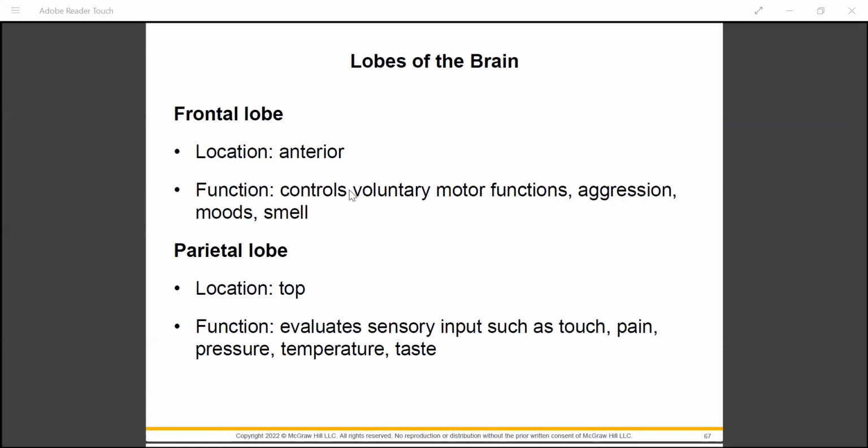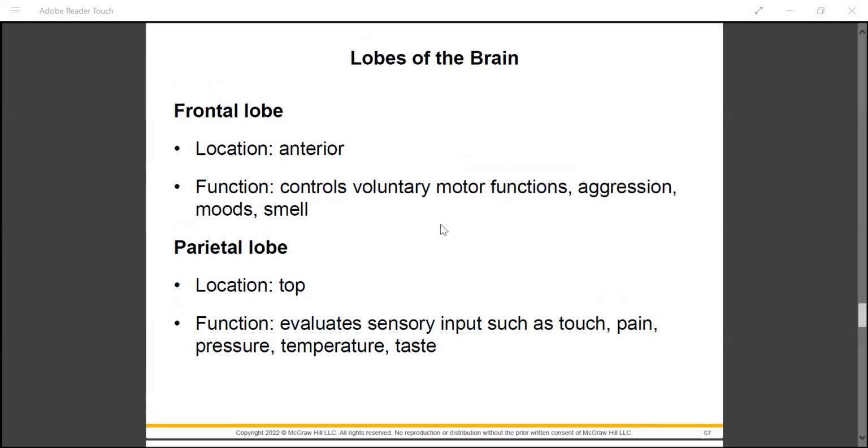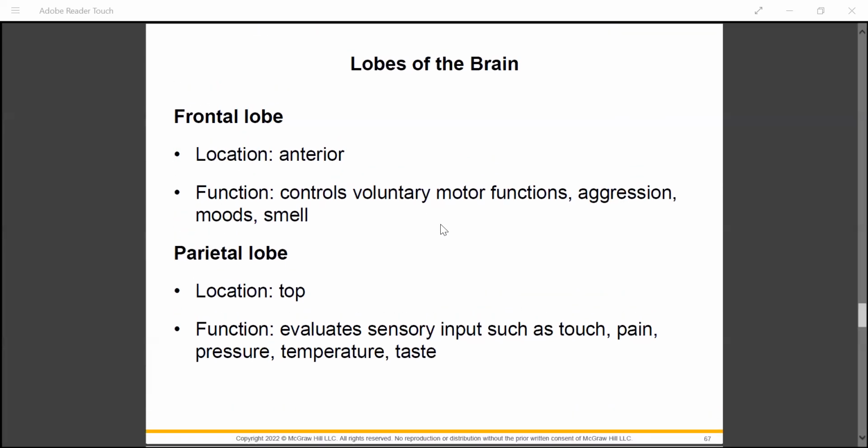And its main job is going to be motor functions. There is some personality and impulse control located here, but definitely the most important is the motor function. Parietal lobe, vice versa, is going to be mostly our sensory input, such as touch, pain, pressure, temperature, taste. Whether it's a general or a special sense, it's going to end up going through our parietal lobe for interpretation.